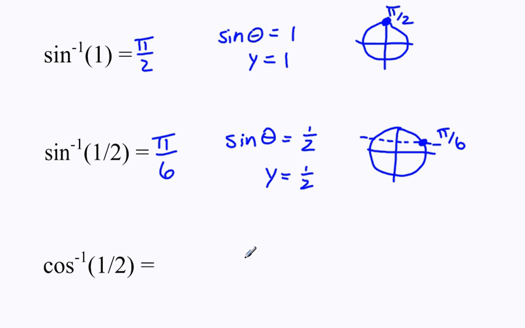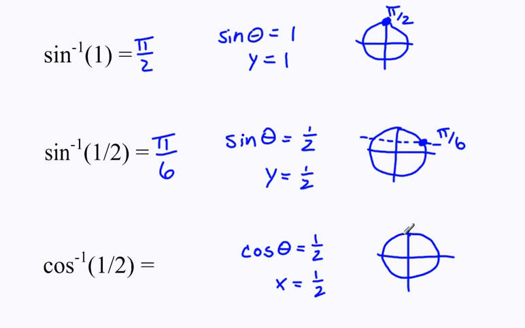Let's try the same thing with cosine. Cosine of theta equals 1/2. Cosine is my x-coordinate, so x equals 1/2. So I take my unit circle, I draw my circle, and x equals 1/2 here. So I draw this. I have a first quadrant answer. If I have a first quadrant answer, I always take it. Pi over 3. You'll also notice if I have an answer that's positive in my input on these, then my output is in the first quadrant.